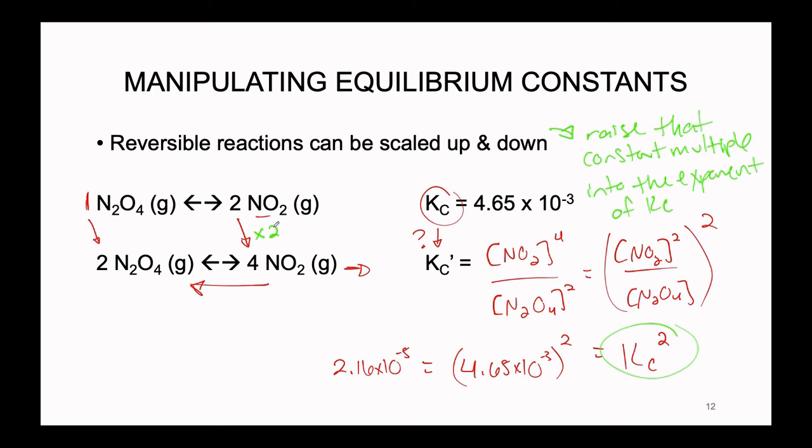So if we, let's say, instead scale up our reaction by 3, we would have a 3 in the exponent here. If we scale it up by 4, we would have a 4 in the exponent. If we scale it up by 1/2, let's say, we would have 1/2 in the exponent here. You see where I'm going with this?